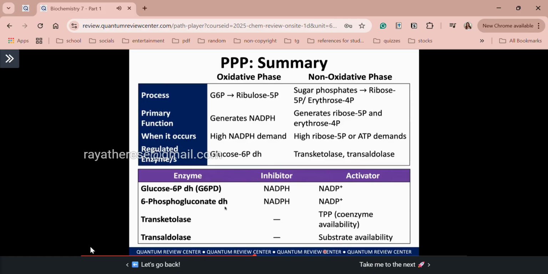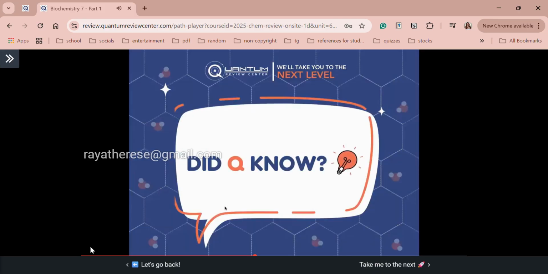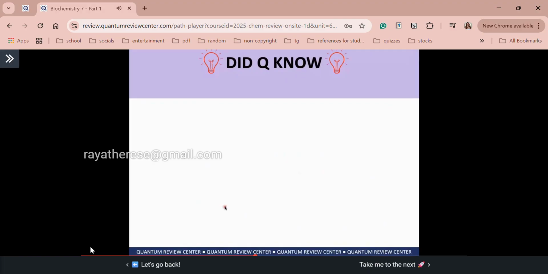And to end our discussion of the pentose phosphate pathway, we have a did you know segment. Class, did you know that NADPH is actually very important to your cancer cells? O, Diyos ko, di ba? Your cancer's lifeline against oxidative stress. Or remember the function of NADPH in preventing the accumulation of ROS that will result in oxidative stress.